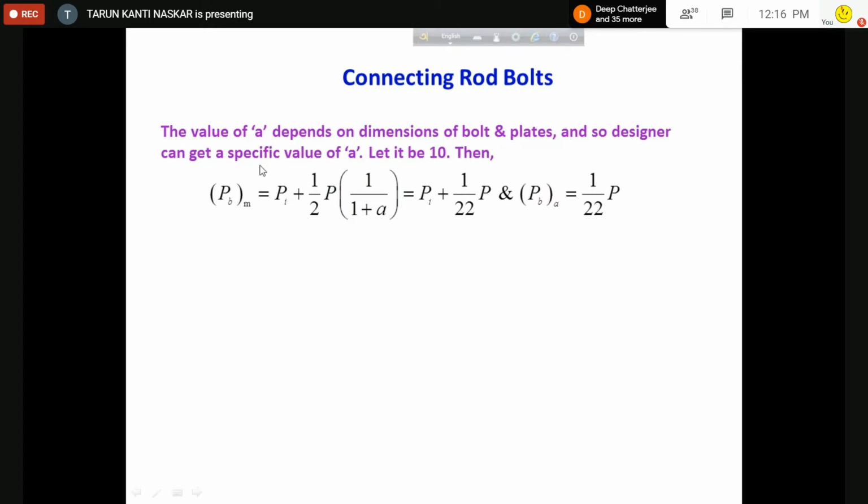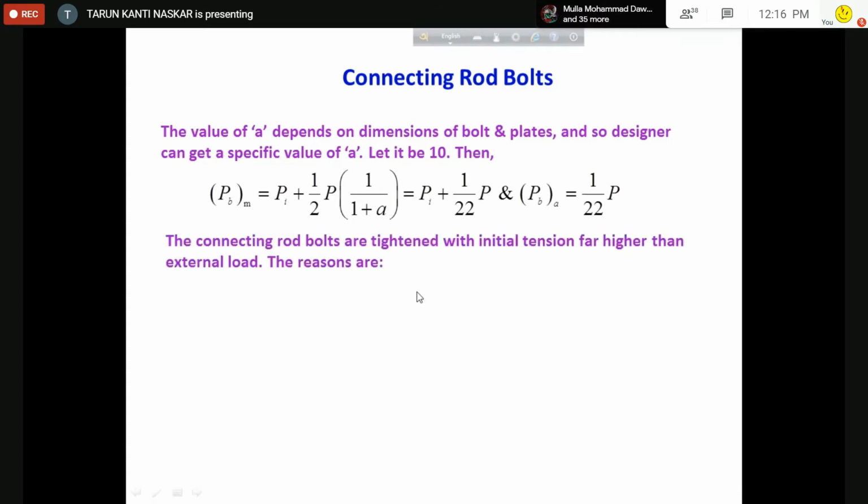So designer can get a specific value of A and say for this particular case the value is taken as 10. Then PB mean will be equal to this, putting the value 10 here, it will be ultimately Pi plus 1 by 22P, and PBA is equal to 1 by 22P.